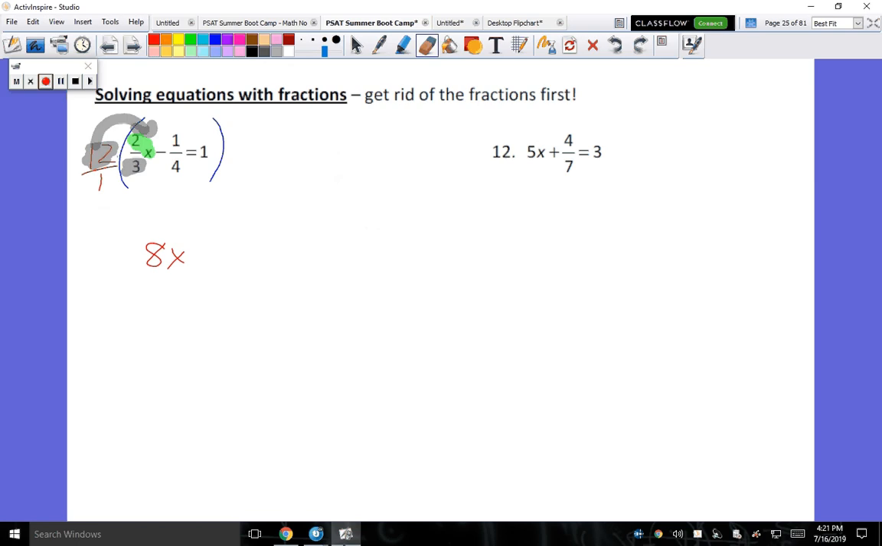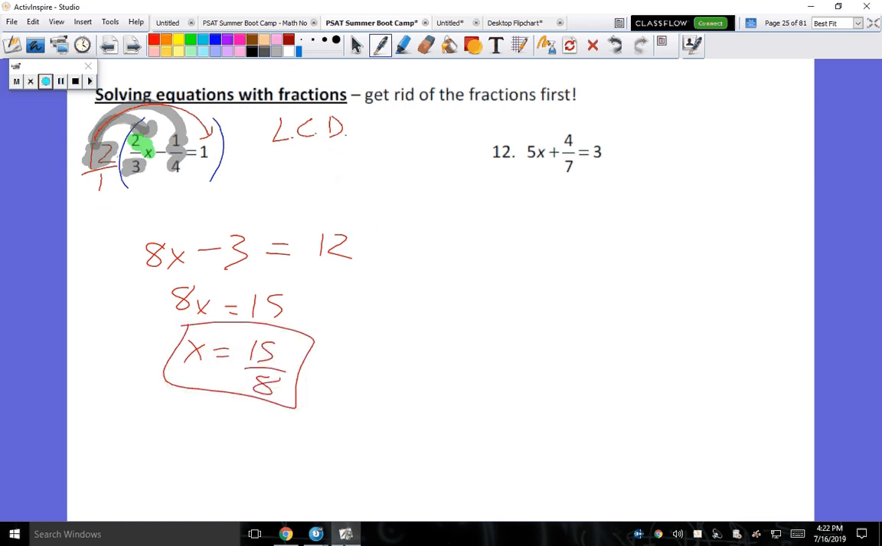Now you're going to distribute the 12 to 1/4. What does that become? 3. So minus 3. And finally, distribute the 12. You get 12. Look at that. Much, much easier because we multiplied by something called the least common denominator. That's the method of it, okay? Now you will move the 3 over to get 15, and your final answer is 15/8, which you cannot reduce.